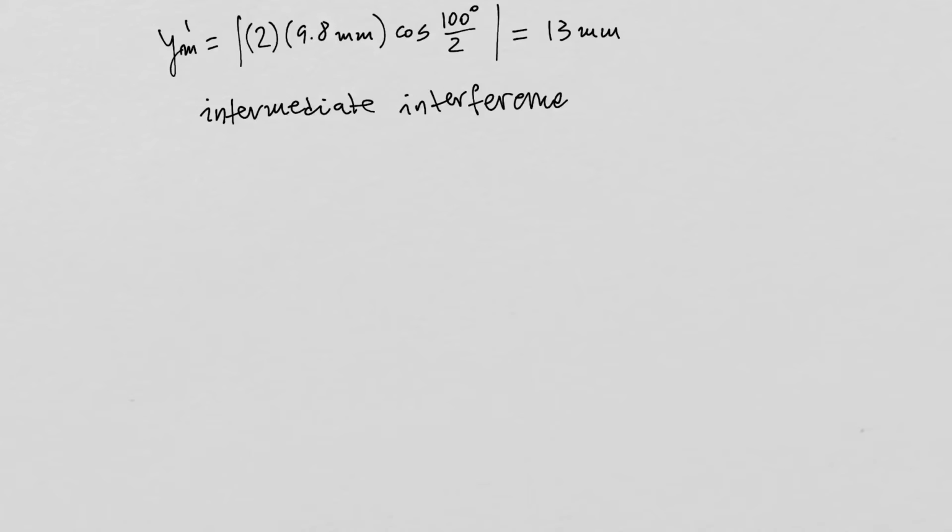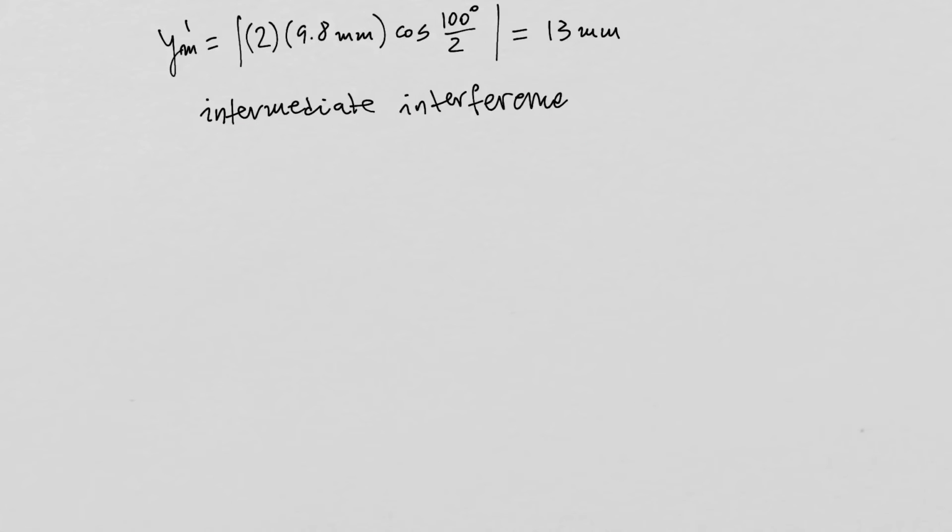The reason for that is because if this was constructive interference, then the cosine here will be of 0 degrees, which will give us a maximum value for the cosine. And if that were the case, then the amplitude of the resultant wave would be 19.6 millimeters. On the other hand, if that was destructive interference, then we'll have cosine of 90 degrees here, which would give us an amplitude of 0. So this is neither constructive nor destructive, and again, it's called intermediate interference.